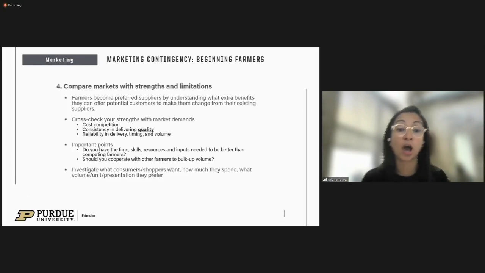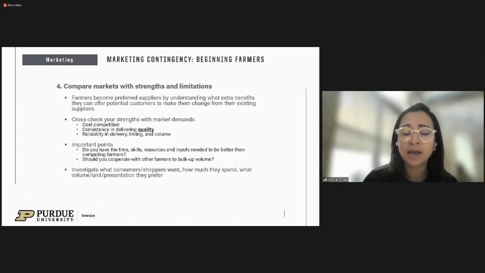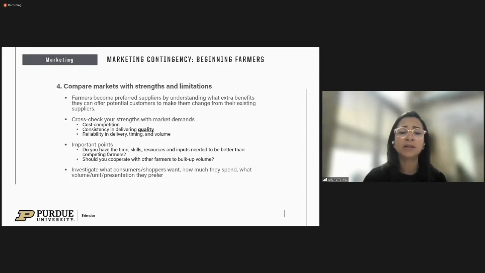Is the market demanding low costs, or are they demanding quality in delivery, or are they looking at timing or delivery volume? What are the priorities? And then what are the required versus the preferred characteristics or strategies needed by your buyers? As I was saying before, are you willing to change? Do you have the time, skill, and resources to do that? Cooperating with farmers to bulk up volume may not be a bad idea. Ultimately, when you look at who the end user is, the consumer or shopper, what exactly do they want? A lot of visual recognition of a market is important, and it's actually called market research stats.